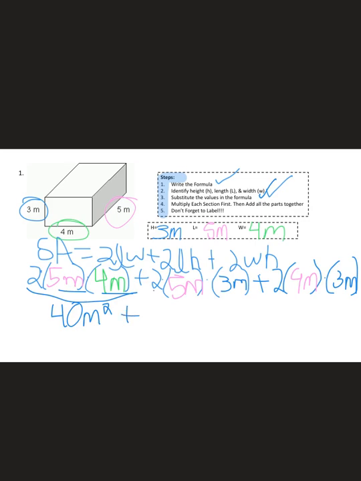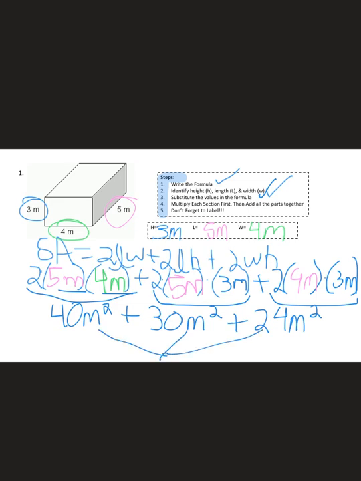And we're going to put our plus, then we're going to multiply this section. 2 times 5 meters times 3 meters is going to give you 30 meters squared. So we did section 2 plus, then we're going to multiply this section. 2 times 4 meters times 3 meters gives us a total of 24 meters squared. So we multiplied each section, and now we're just going to add all the way through. So get out your calculator, and what is 40 meters squared plus 30 meters squared plus 24 meters squared? If you add that all together, it should give us 94 meters squared.